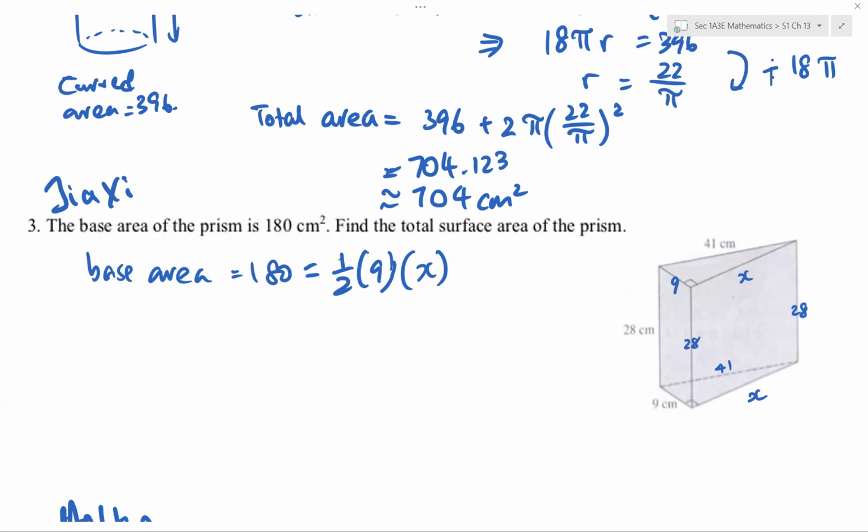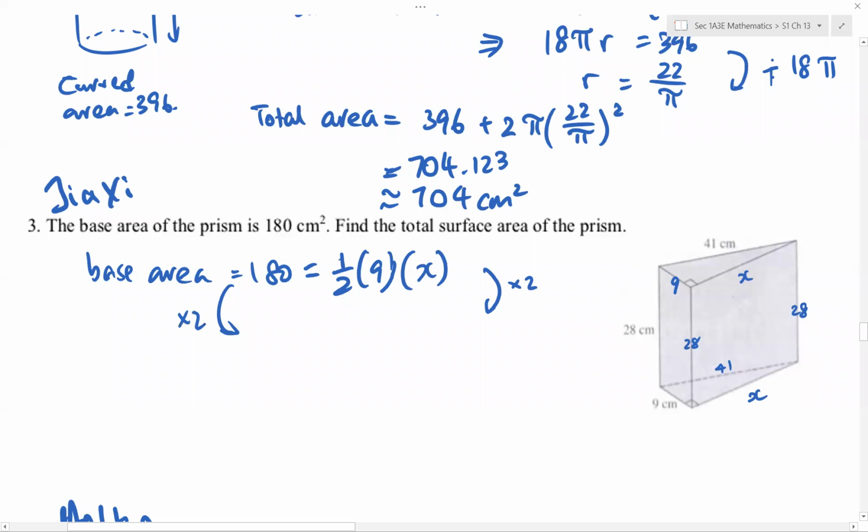Okay, now, what do we do next from this line? Your objective is to find x, the height that you wanted to find. Okay, so how? What should we do to both sides? Times 2. Okay, why do you want to times 2? Very good, I like. Times 2. Exactly, we times 2 to get rid of the half.